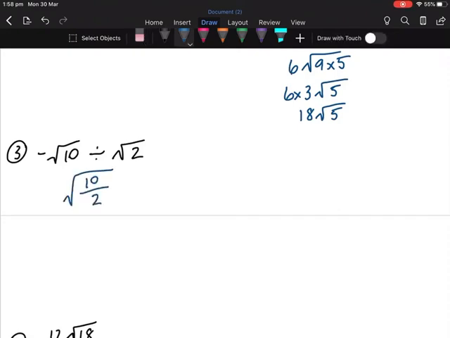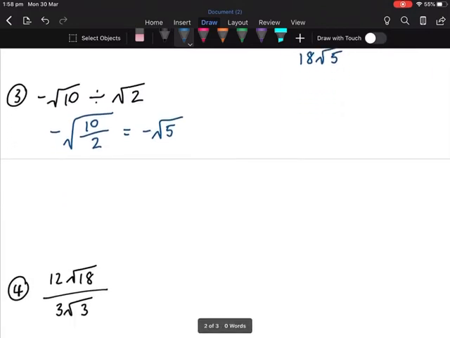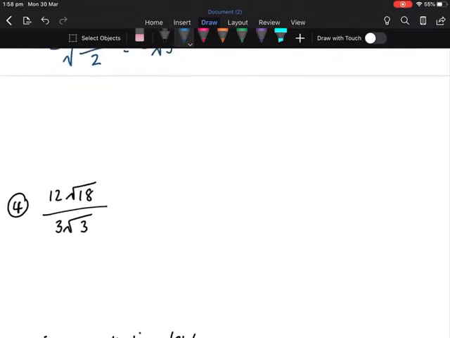10 divided by 2. Now, it's a negative divided by a positive, so we know it's going to be an overall negative. So we can put that negative back in out the front there. If it was the square root of negative 10 divided by the square root of negative 2, my answer would be a positive, so I would eliminate that negative sign. All right, 10 divided by 2 is 5, so it becomes negative the square root of 5. All right, next one.